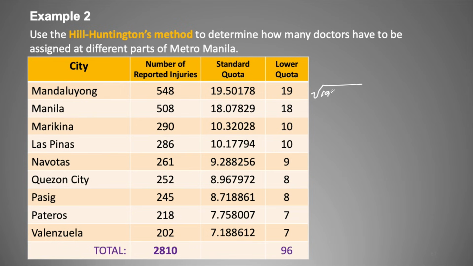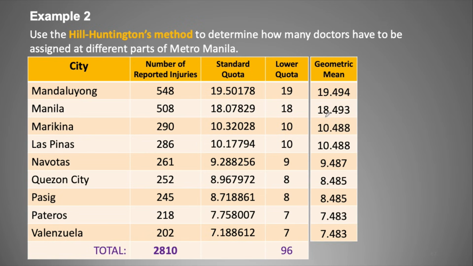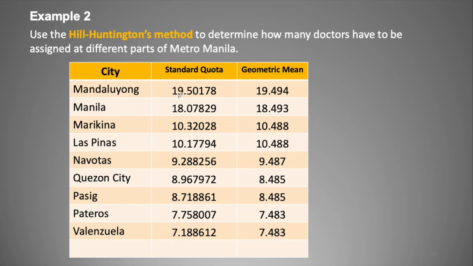And using these values to compute for the geometric mean, for Mandaluyong, we're going to have the square root of 19 times 19 plus 1 as its geometric mean. For Manila, we're going to have the square root of 18 times 18 plus 1. For Marikina, we're going to have the square root of 10 times 10 plus 1, until we have the square root of 7 times 7 plus 1. And that gives us these values of the geometric mean. Now, to decide whether we're going to round up or round down the standard quota, all we have to do is to compare it with the geometric mean.